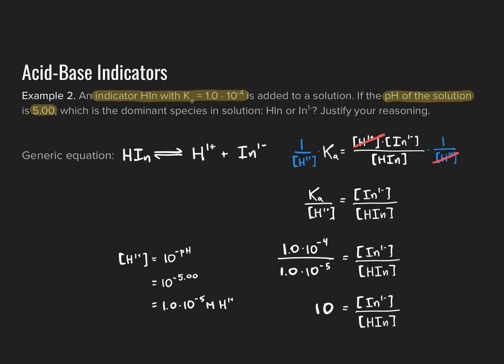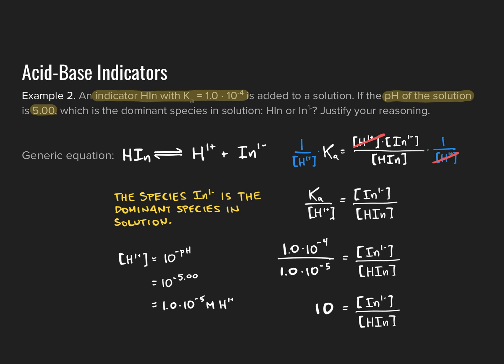Essentially telling me here that the ratio of the concentration of the species In negative divided by the concentration of HIn is a 10-to-1 ratio, implying therefore there is 10 times as much indicator anion, In negative, as compared to the molecular acid HIn in our solution. So we can see here that the species which is dominant in solution is not only dependent upon the acidity of the solution, but also upon the Ka of the specific indicator which we are using.